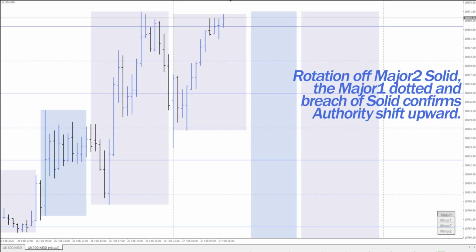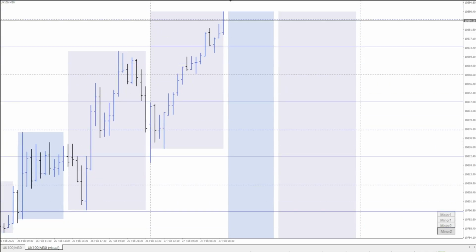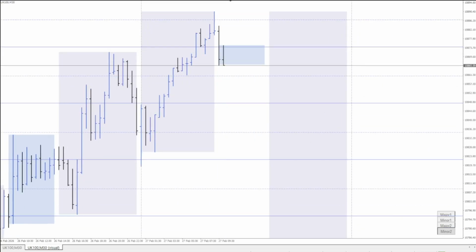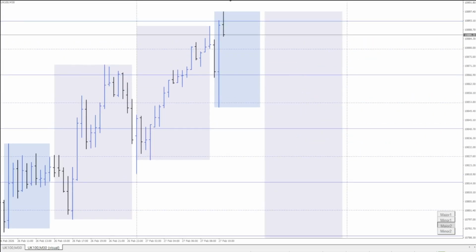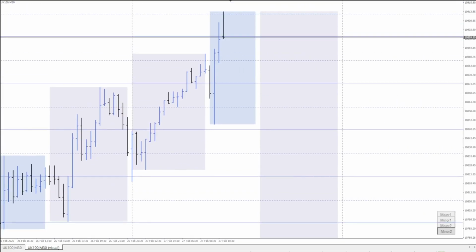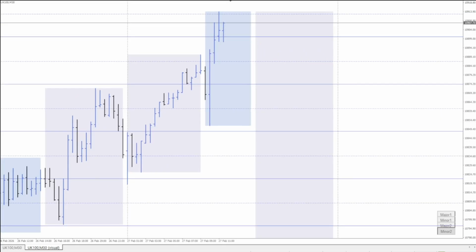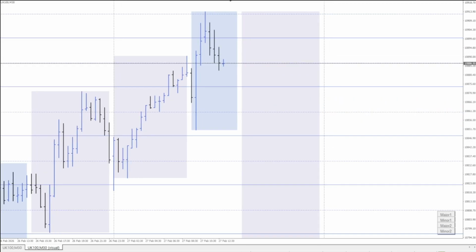Rotation upward begins and tops at the -2 dotted. London Open drives back into the opposing structure and pushes off the major 2 dotted. Price quickly pushes higher and clears session high at structure, followed by a quick rotation off the -2 dotted and a reaction at the dotted above.